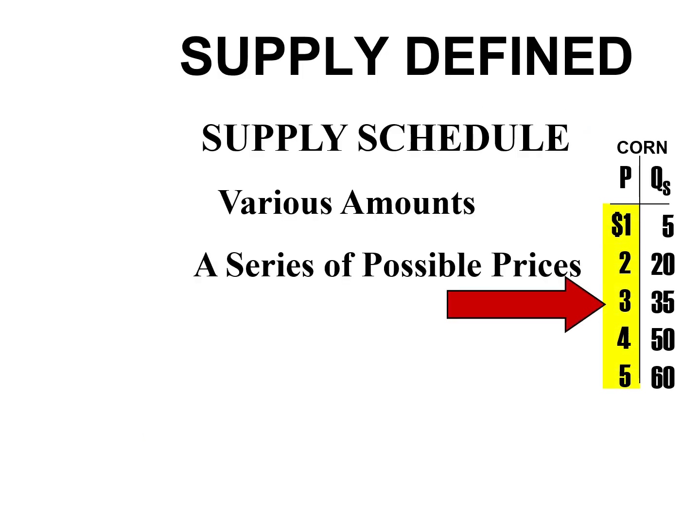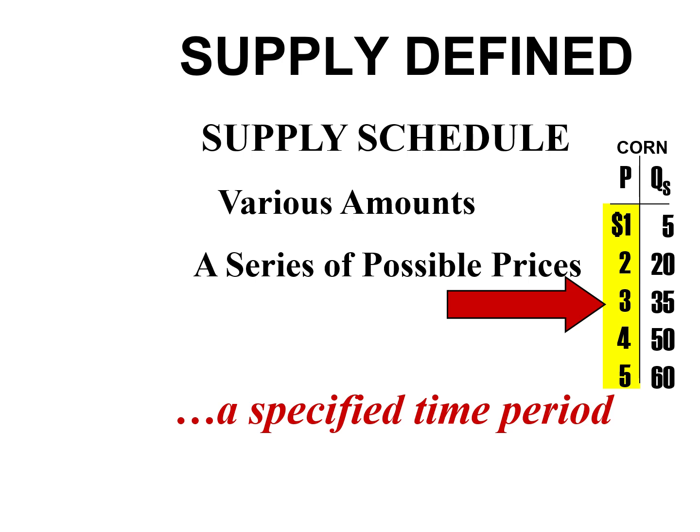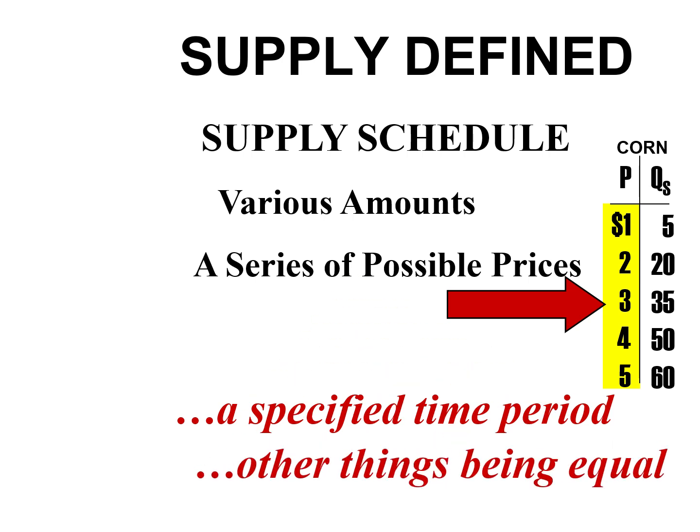Launching our investigation of the other side of the market: supply explained, supply defined, the supply schedule examination. What is supply? The various amounts of a good or a service or resource that producers or sellers are willing and able to make available for sale at a series of prices, over a specified amount of time, other things equal. We will be able to express the supply schedule with data and graphically, similar to how we did with demand.